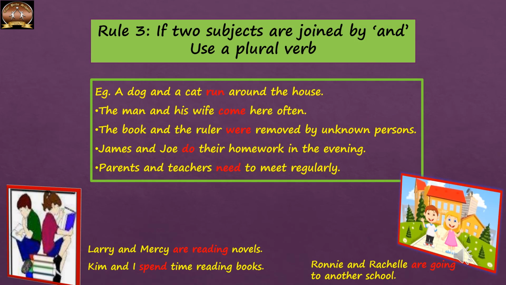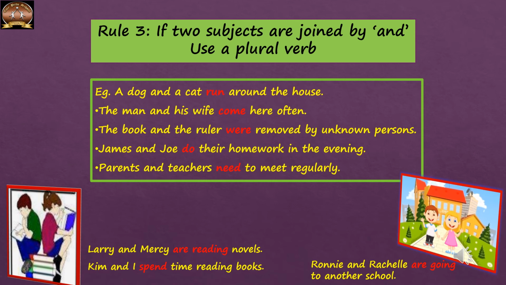Now see the third one. If two subjects are joined by and, we will be using a plural verb. Obviously the unit will be more than one, right? When I use two subjects with the conjunction and, like a dog and a cat, I am considering it as plural. Then the verb will be plural, run. So I repeat, if it is a plural verb, it will be the base form, without s or es.